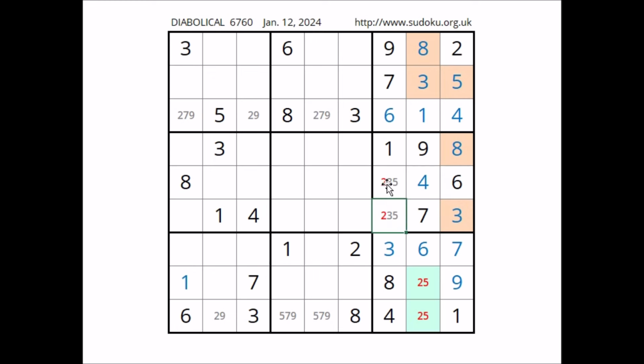Now, in these two places, the numbers 2 and 5, okay, 2 and 5 here, 2 and 5, the options of this place. Okay, what else?